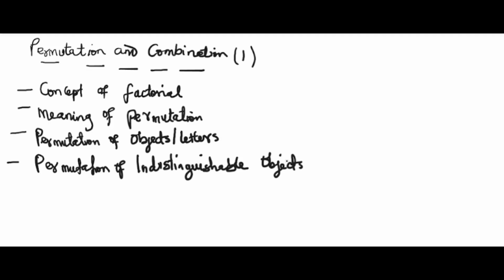So in today's class, we're going to be looking at permutation and combination. It's not going to be a one-off thing, it will run in series. Now, this topic is actually a deep and vast one. So in today's class, what are we going to be focusing on? We're going to be focusing on the concept of factorial, what's the meaning of permutation, how do we permute objects or letters, then how do we permute indistinguishable objects. By the end of this video, I believe that if you see any question under permutation that has to do with these objectives, you should be able to confidently attack them.